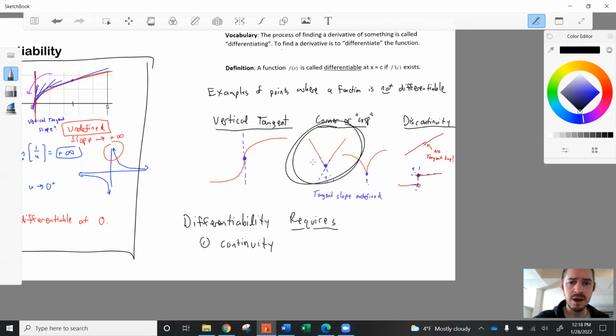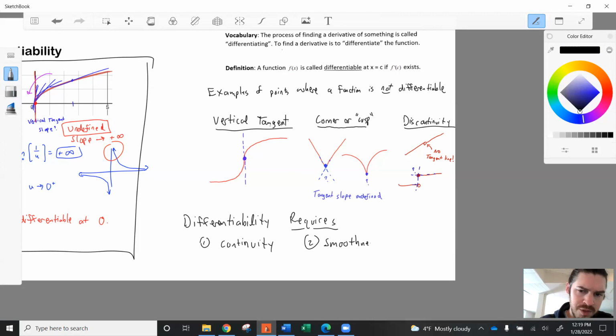This is an example right here. A graph that looks like that is continuous, right? You can draw that V or this cusp here. You can draw it, but it's not differentiable. Same here, right? You can draw that, it's continuous. You can draw it without picking up the pen, but that doesn't necessarily mean the derivative exists. So the other thing it requires is smoothness.